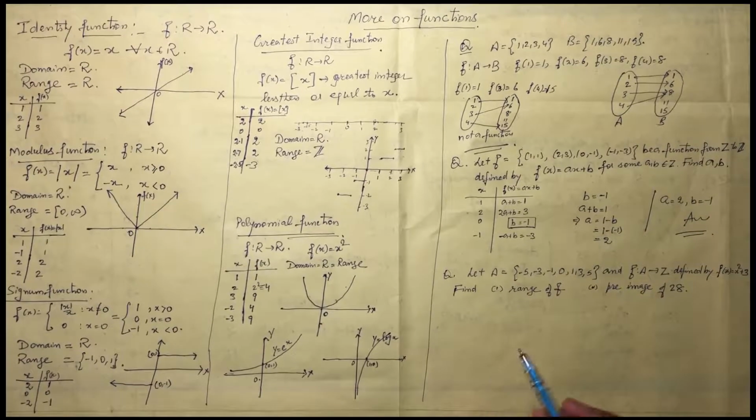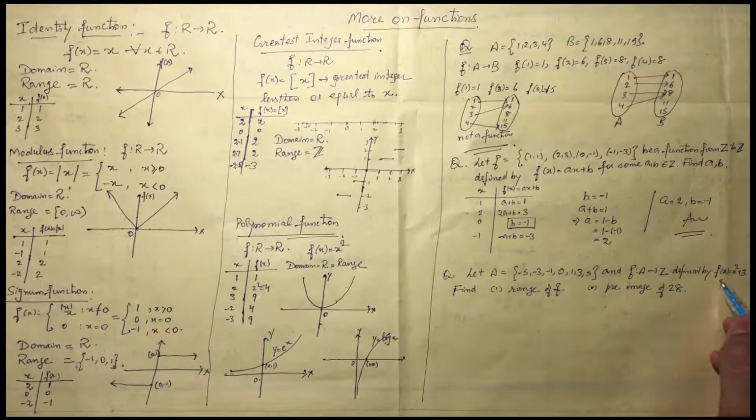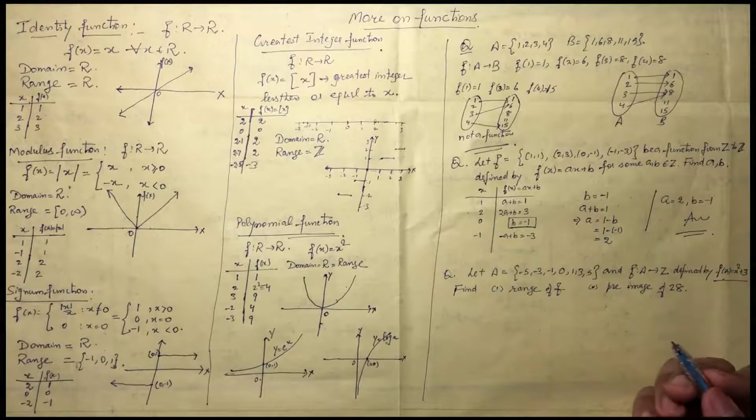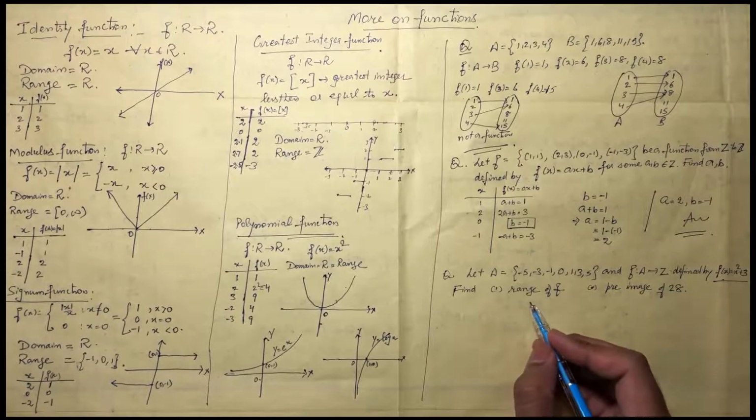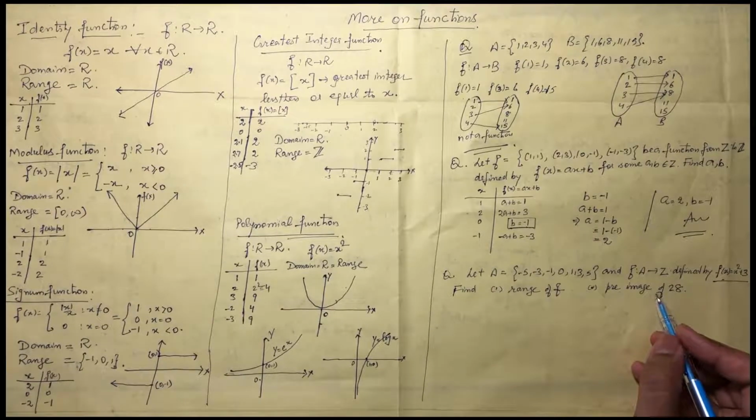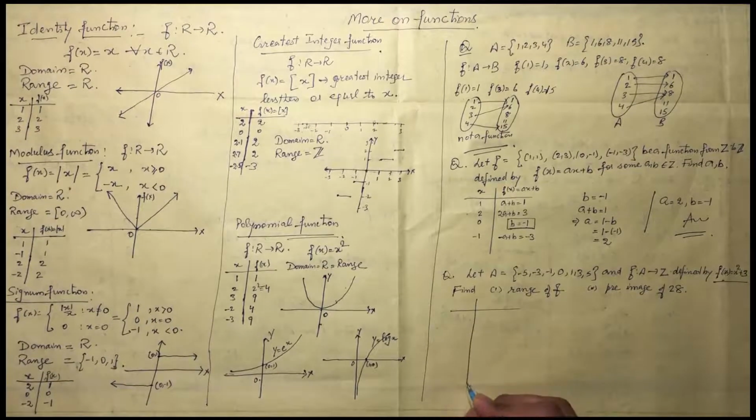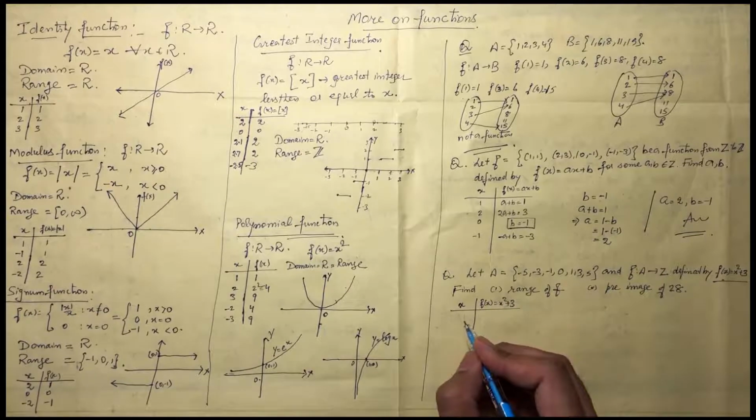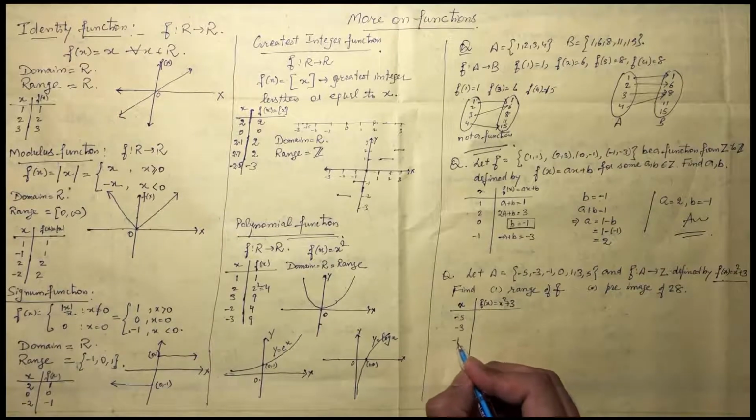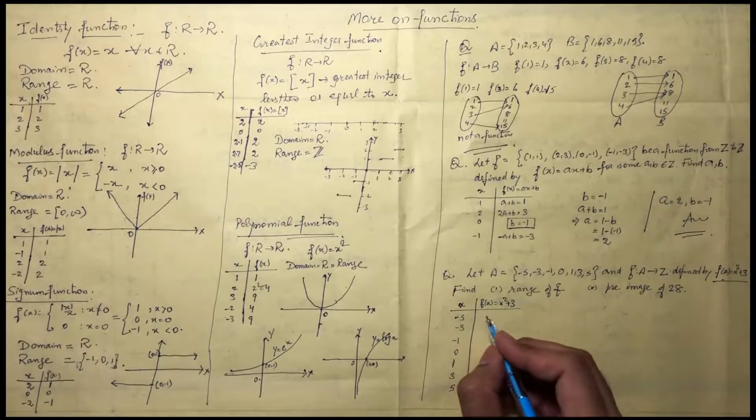Okay, next question. Let A be a set and f is a function from A to Z defined by x square plus 3. Find the range and pre-image of 28. First we find the range of this function. To find the range, again we make a table of this function. So this is x, and f(x) is defined by x square plus 3. The x values are minus 5, minus 3, minus 1, 0, 1, 3, 5.